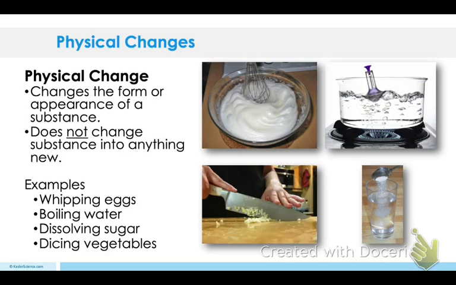Alright, so examples of physical changes: whipping eggs, boiling water, dissolving sugar, dicing vegetables. It changes the form or appearance of a substance. It does not change the substance into anything new. Go ahead and pause here if you're still writing.